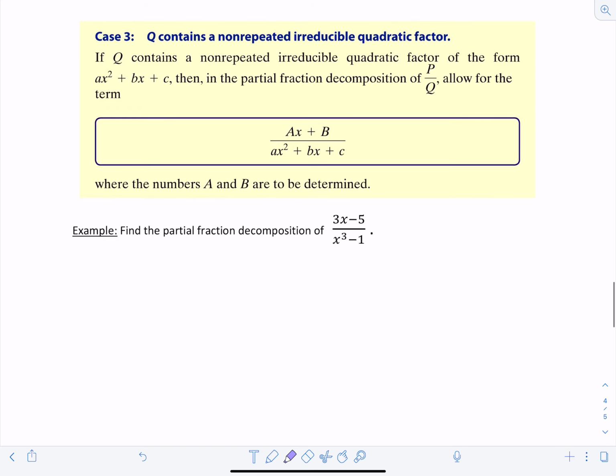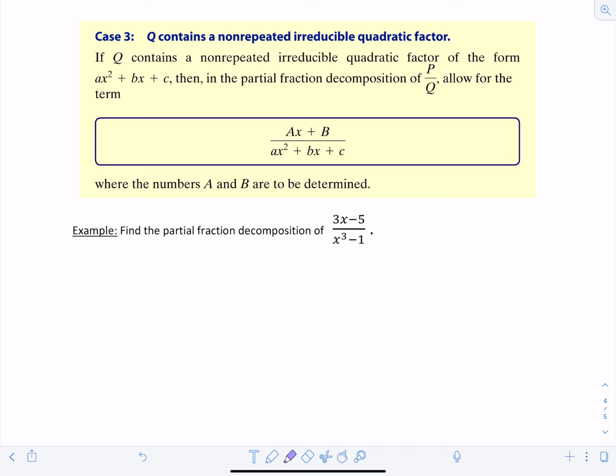Case 3. Q contains a non-repeated irreducible quadratic factor. What that means is we have a factor that is quadratic, but it's prime, basically. You can't break it down or factor it any further. In that case, in the numerator, instead of just having an A or a B, you would have to have Ax plus B. You'd have to have a linear expression. So I'm going to show you how to set that up.